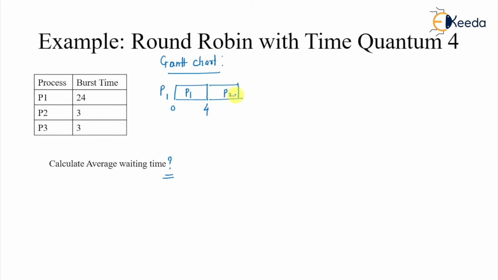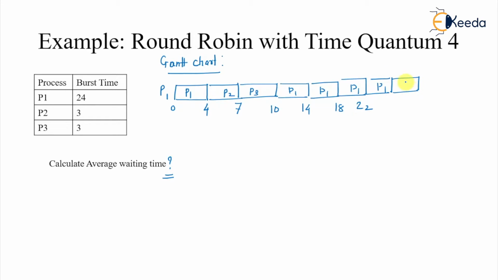P2, which will run for 3 time units because its burst time is less than the quantum, and it will be completed by 7. Then we go to P3, which will terminate by 10, and then we are left with P1. P1 will run again, so that will be 14, 18, 22, and then P1 again, which has already run for 4 time units, and I require 26, and this is 30. So that is the round robin scheduling algorithm.